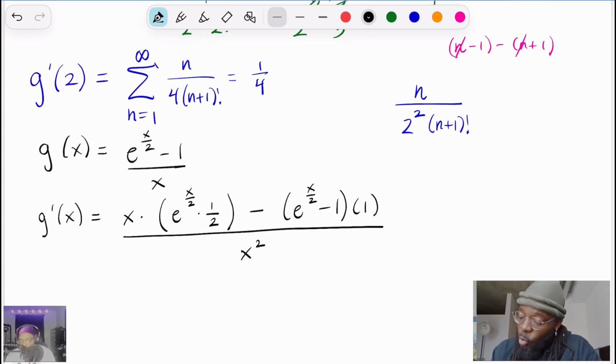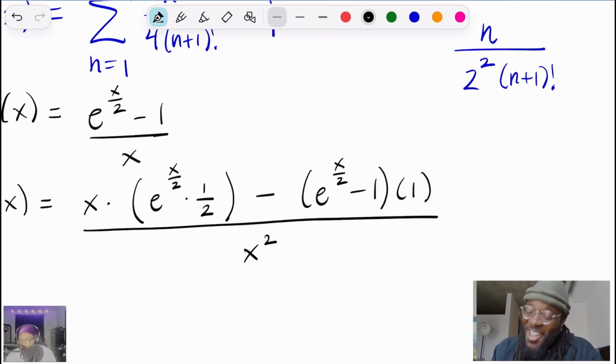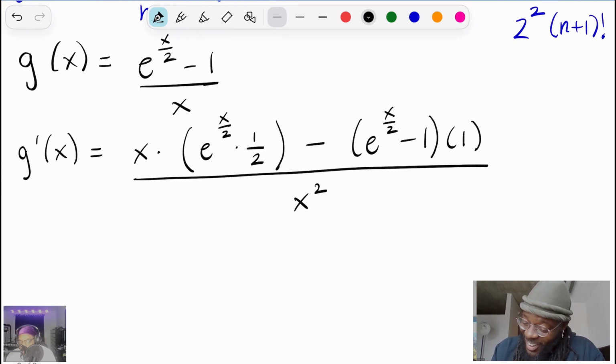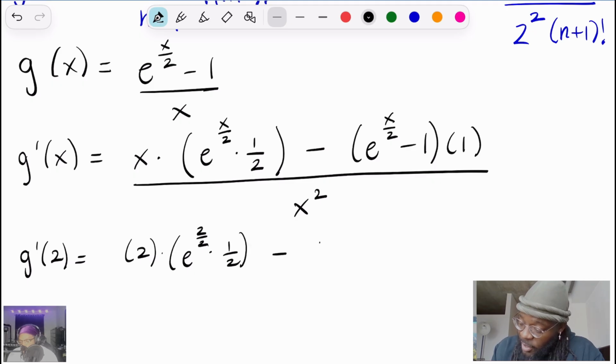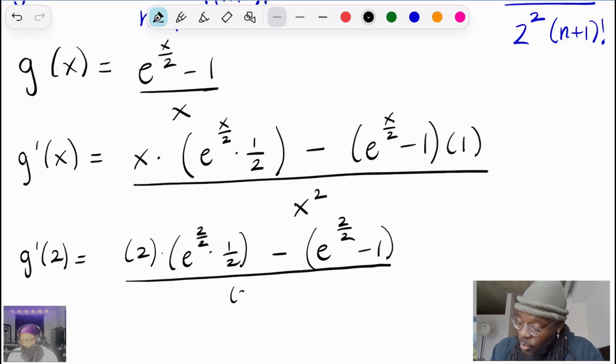So now we're going to plug in 2, and hopefully we should get 1/4. Let's hope. All right, so I'll plug in 2 here. g prime of 2 is going to be 2 times e to the 2 over 2 times 1/2, minus e to the 2 over 2 minus 1, and then times 1, all over 2 squared.